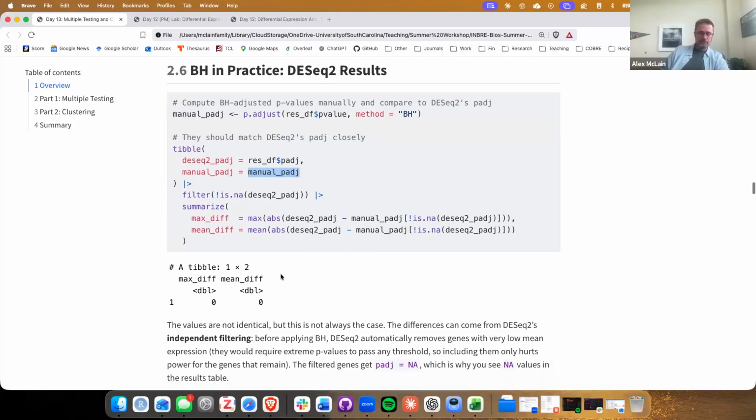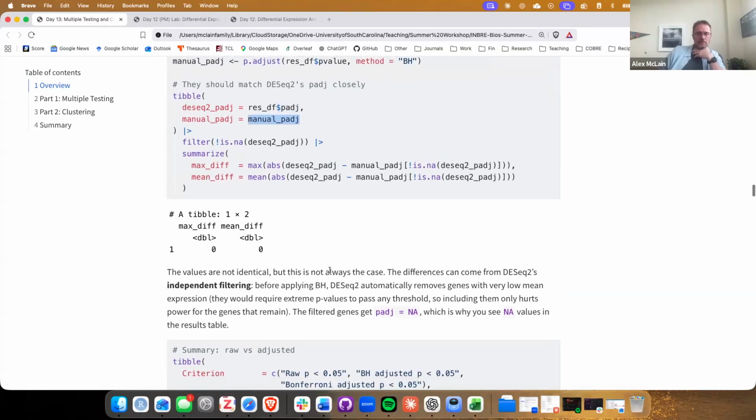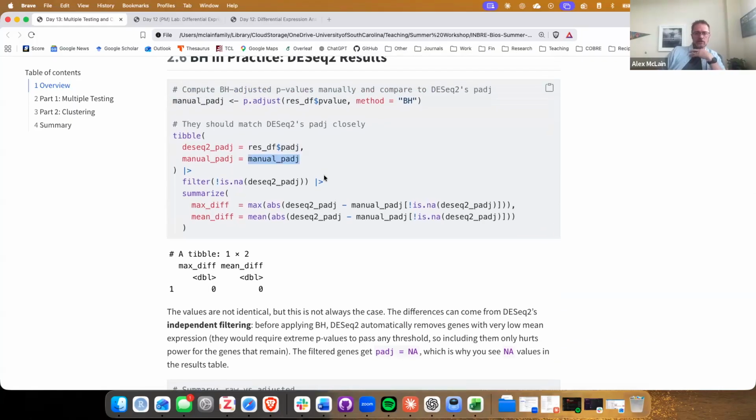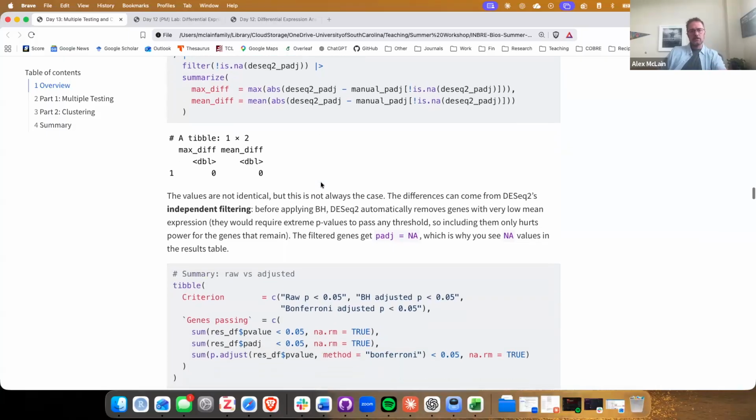And we see that there's actually no difference here. The values here are identical. It's not always going to be the case. There's some little differences that can happen from rounding errors and things like that. But in this situation, we actually get identical p-values from the manually adjusted in DESeq2.